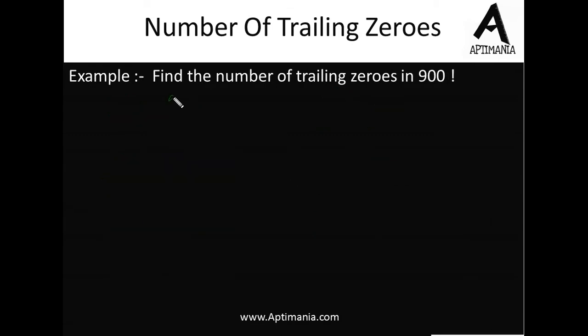Next example, 900 factorial. Again we will follow the same process. 900 divided by 5 will give us 180. So there are 180 numbers having a single 5 in them. Then we'll divide this 900 by 5 square, that is 900 divided by 25. So this is 36. There are 36 numbers which are having 2 5s in them. Then we'll divide 900 by 125. Seven times it will give us 875. So there are 7 numbers which contain 3 5s.